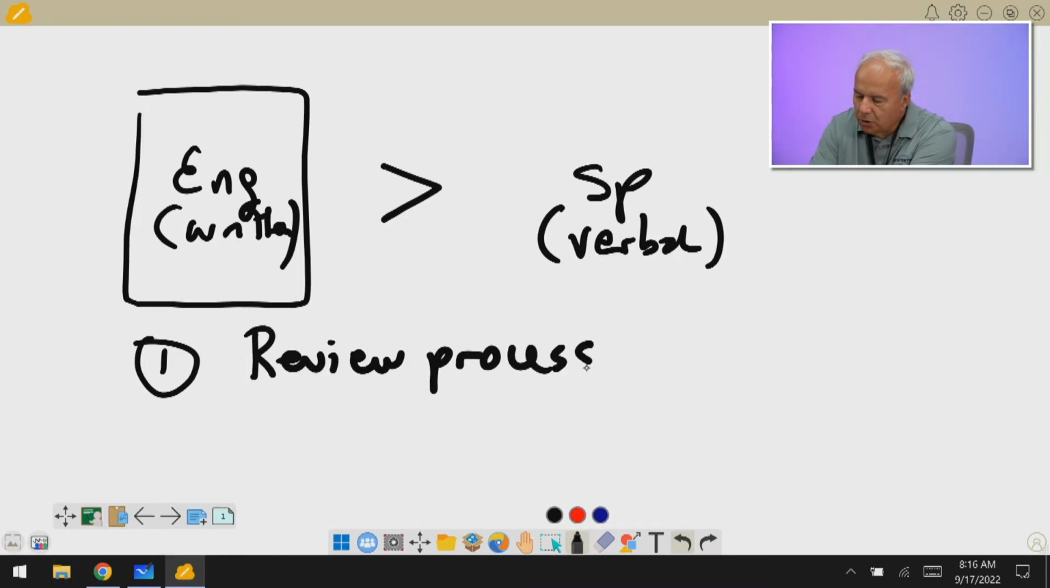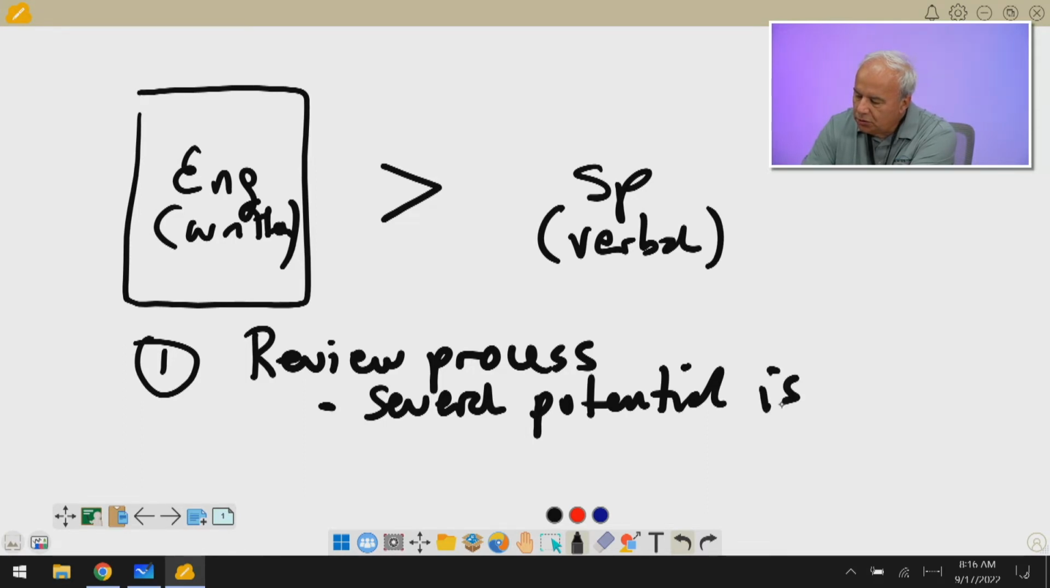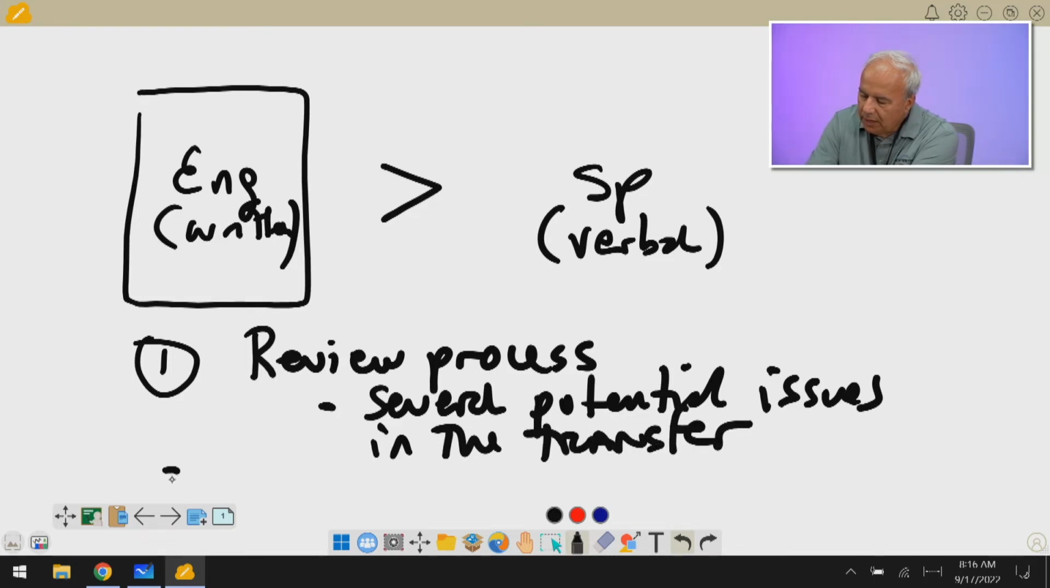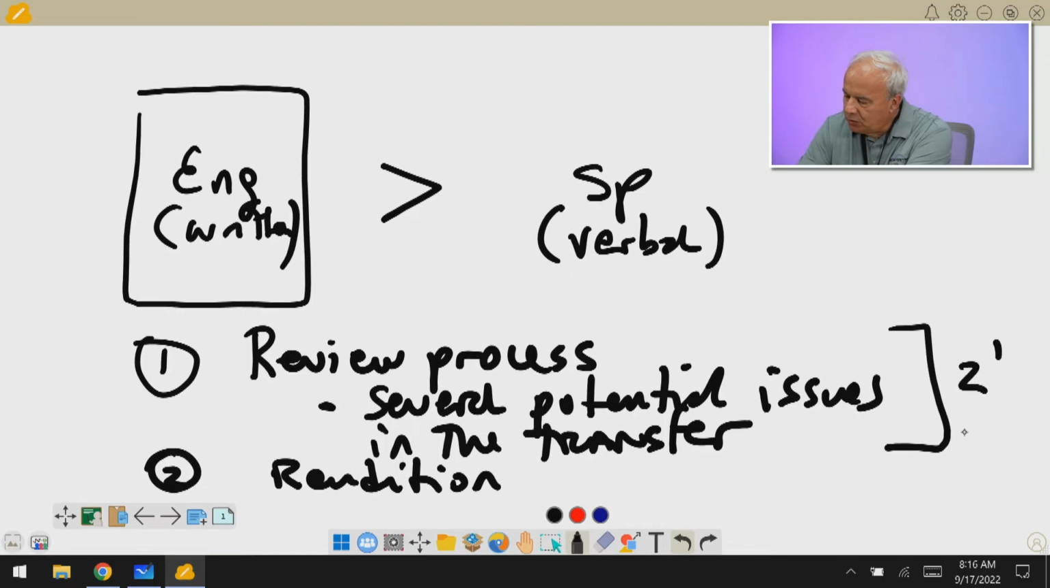And in that review process, we're going to look at, I can't use the nomenclature because I have not discussed that, but we're going to look at several potential issues in the transfer. You have a second portion, which is actually the rendition. This portion is for state exam 2 minutes. This portion is 4 minutes.